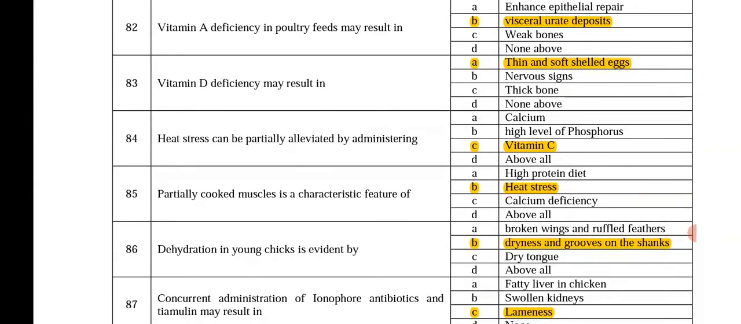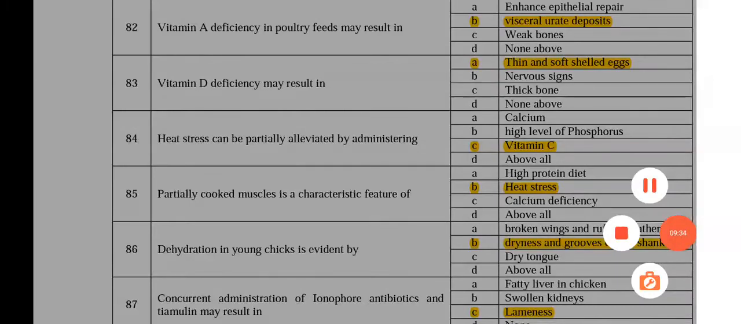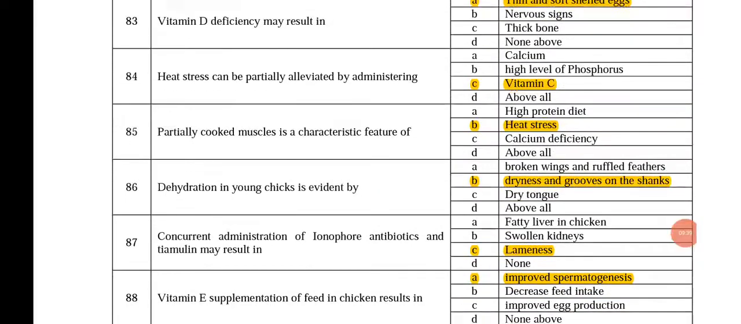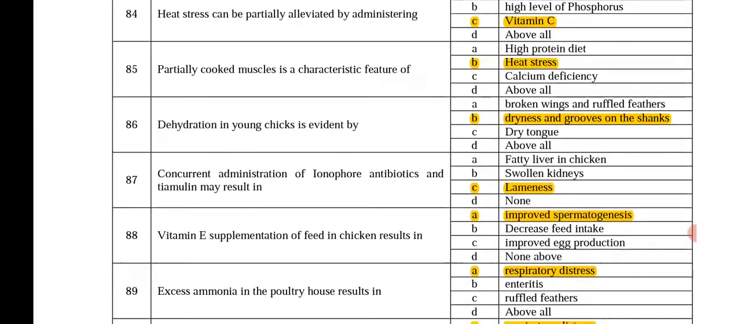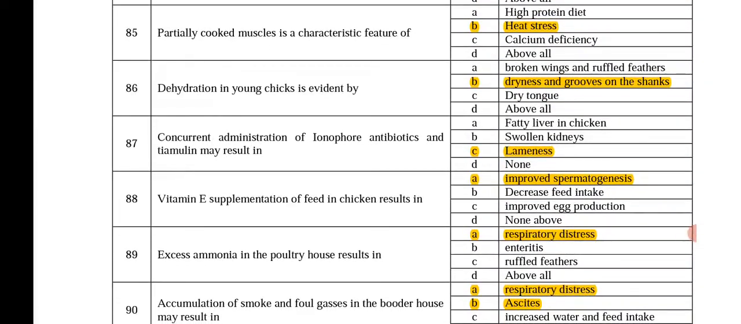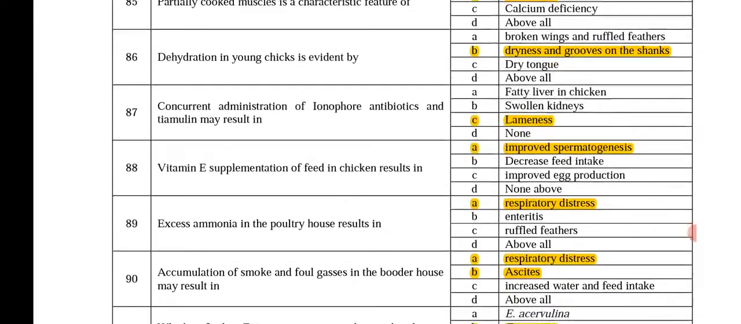Heat stress can be partially alleviated by administering vitamin C. Partially cooked muscle is a characteristic feature of heat stress. Dehydration in young chicks is evident by dryness and grooves on the shanks. Concurrent administration of ionophore antibiotics and anti-eimerial drugs may result in lameness. Vitamin E supplementation of feed in chicks results in improved spermatogenesis.